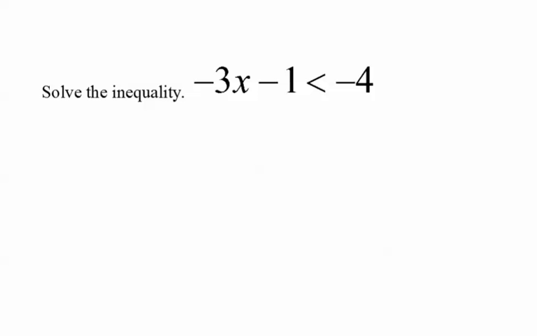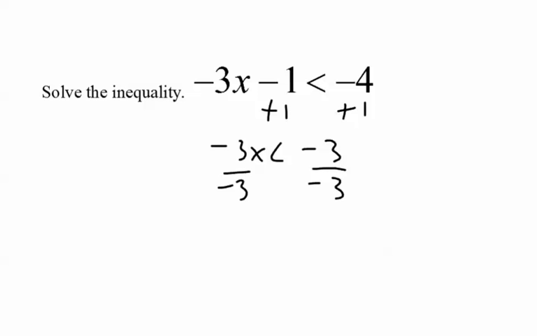Another one, let's solve this one. Here you add 1. So I'm going to add 1 to both sides. So I got negative 3x is less than negative 3. And then I divide both sides by negative 3. But what I do is, now that I know I'm dividing by a negative, I circle that. So now I have x is greater than 1.